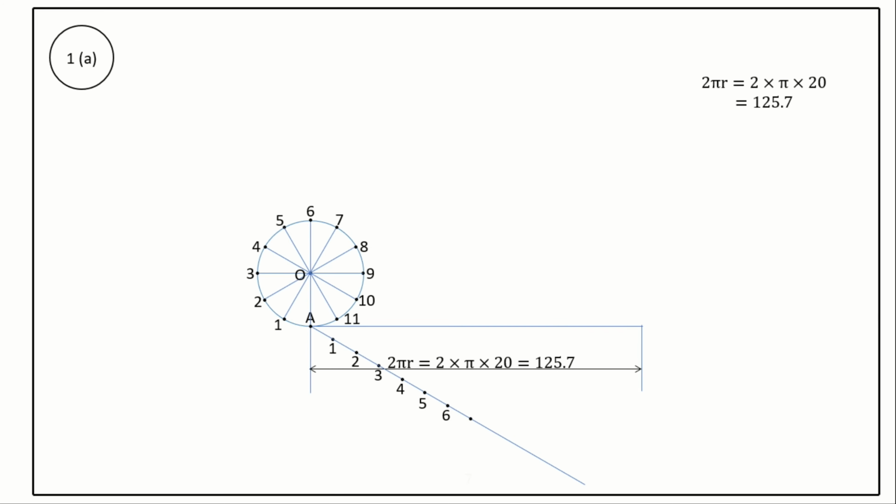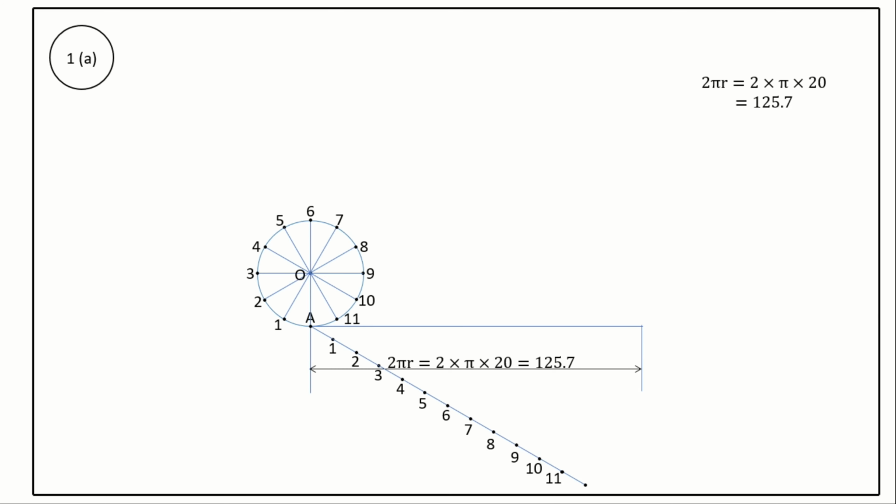Locate point 7. Distance between 6 and 7 is 10 mm. Again, locate point 8. Distance between point 7 and point 8 is 10 mm. Again, locate point 9. Distance between 8 and 9 is 10 mm. Again, locate point 10. Distance between 9 and 10 is 10 mm. Again, locate point 11. Distance between point 10 and point 11 is 10 mm.